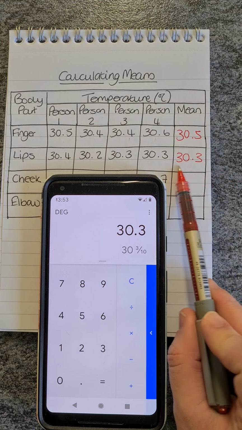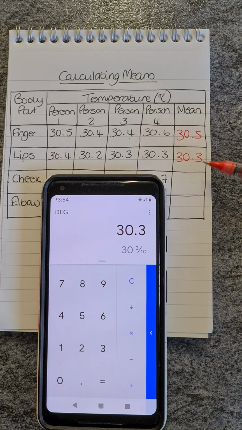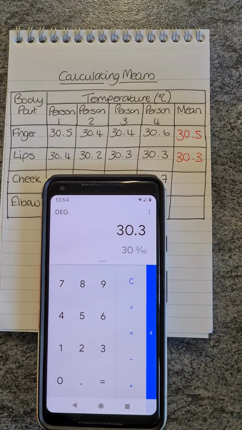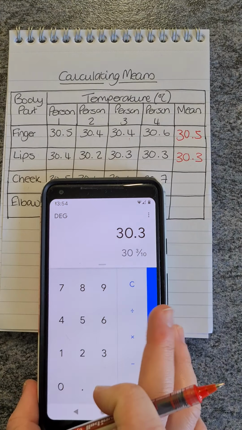Now, as you're doing these calculations, it's important to check that they make sense. That 30.3 is really close to the values that we've got for each person, so it does make sense. If my number had come out as 100 and something, alarm bells should be ringing and I've pressed the wrong button, because it's not close to any of the raw values that we've got. Our mean should be very similar to the values that you've got in your table.